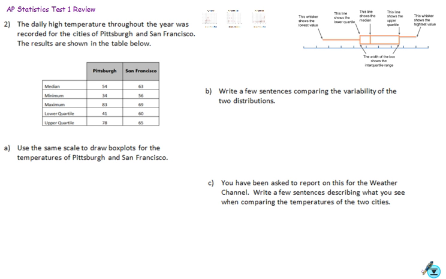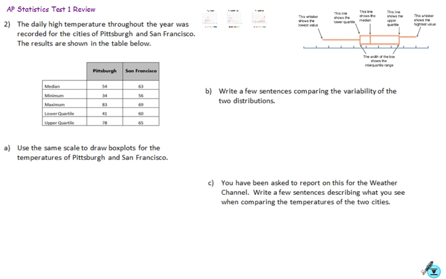Now the 5-number summary is already given to us, so we don't have to type anything into the calculator to get our 5-number summary. Again, the part they're looking for is really more the analysis, the comparison part. Part A says, use a scale to draw box plots for the temperatures of Pittsburgh and San Francisco. So we have temperatures of 2 different cities, and what we want to do is compare the temperatures between the 2 cities.